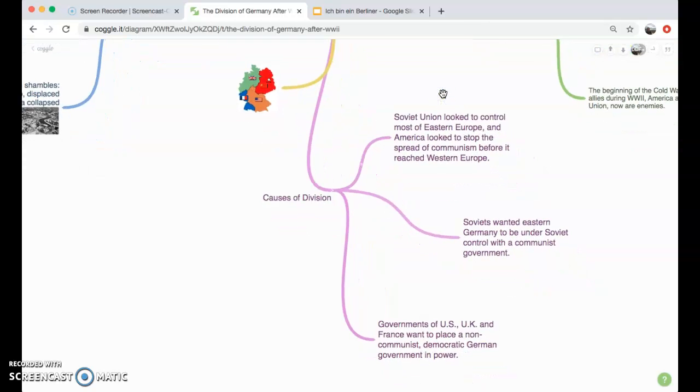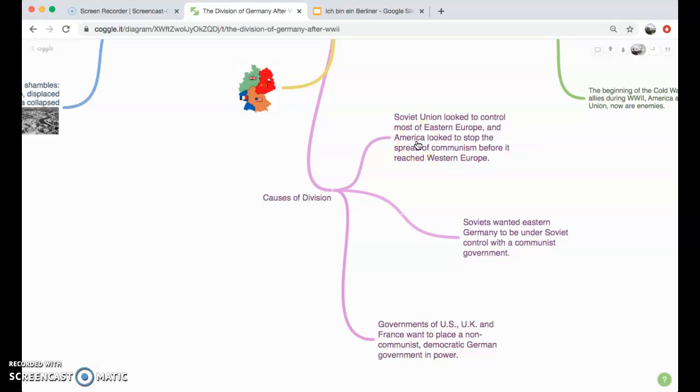So, the causes of the division. The Soviet Union looked to control much of Eastern Europe. As you remember, they had this westward movement during the war, pushing their way further west until they got to Berlin. And after the war, they looked to implement communist governments in the countries that they went to and that are in Eastern Europe today, such as Poland, the Ukraine, and Belarus, just to name a few.